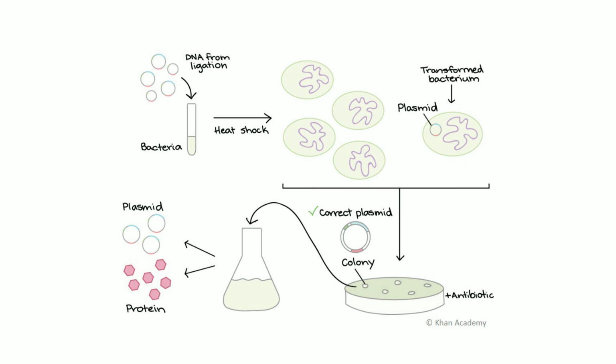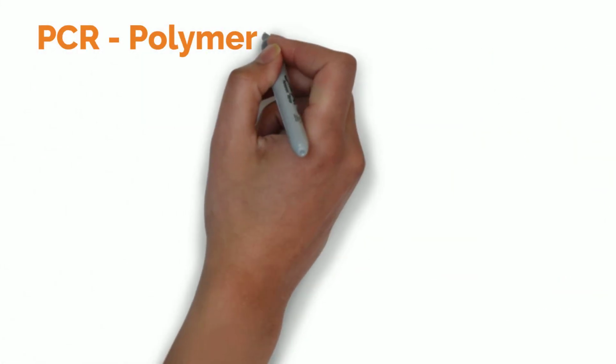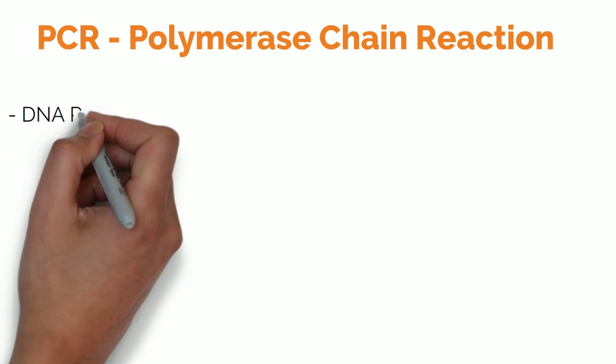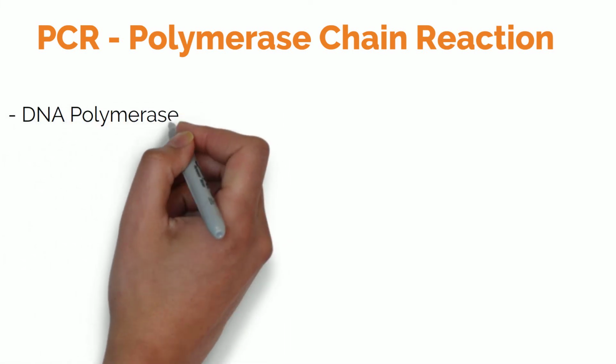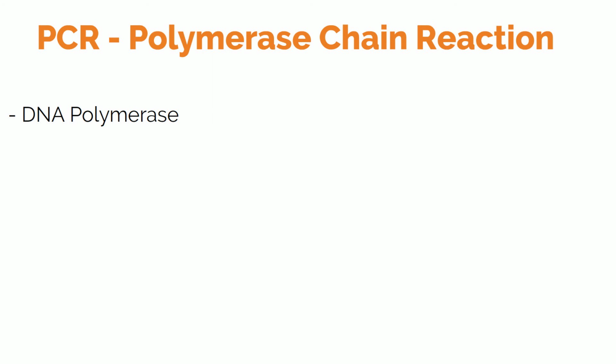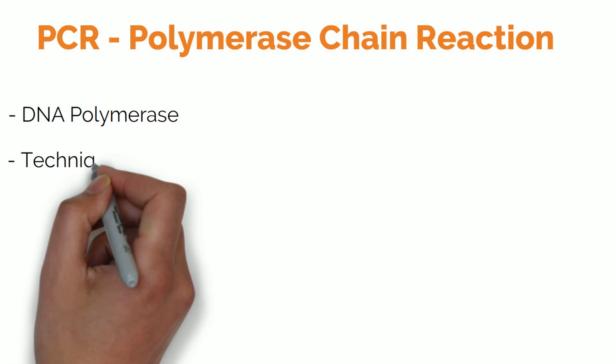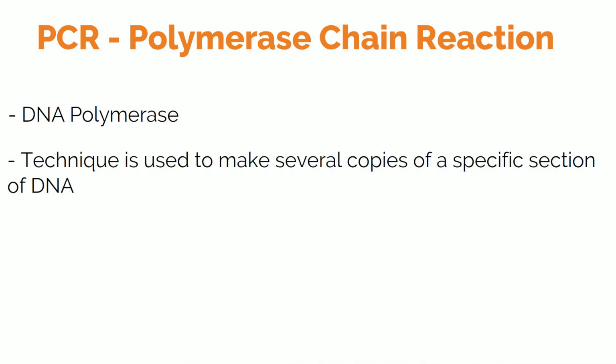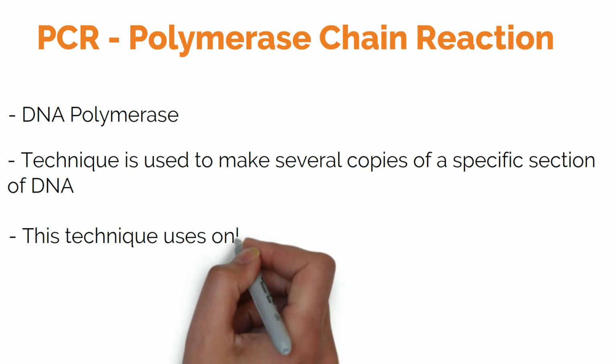Another important technique used in genetic engineering is called PCR, which stands for Polymerase Chain Reaction. So as you can deduce from the name, it will use an enzyme which should be very familiar by now, DNA polymerase, and will cause a chain reaction of some kind. This technique is used to make several copies of a specific section of DNA without the need for vectors or plasmids. This technique uses only one source of DNA.